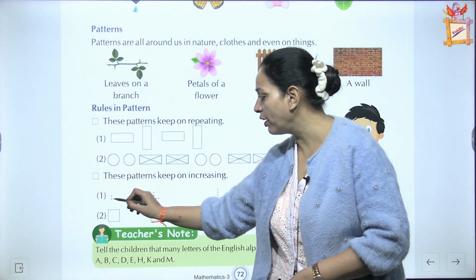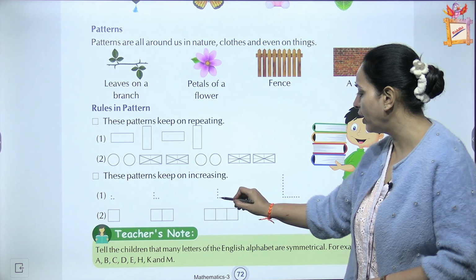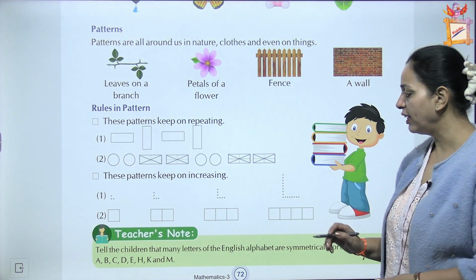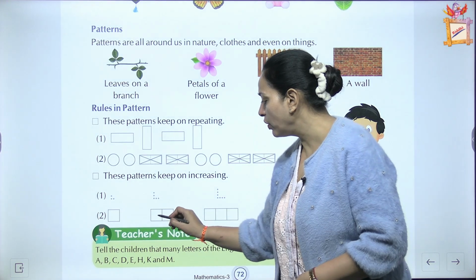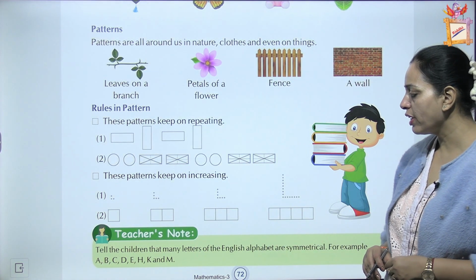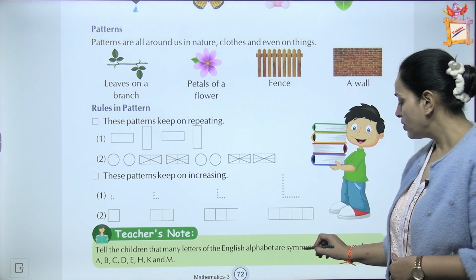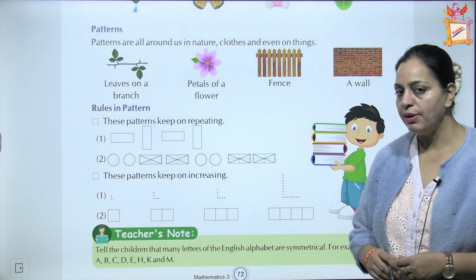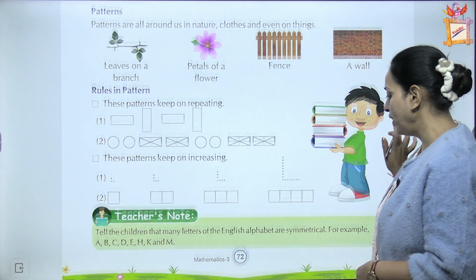Here the first one, 3 dots, then we are increasing the number of dots, then we are increasing again. Like the second one here, 1 square, then 2, then 3, then 4. Okay, now teacher's note: tell the children that many letters of the English alphabet are symmetrical. For example, A, B, C, D, E, H, K and M, right?